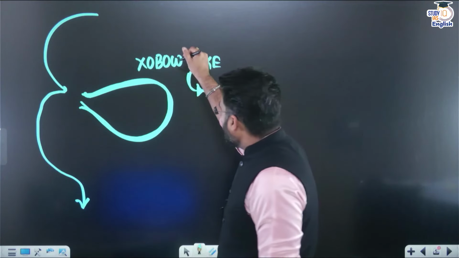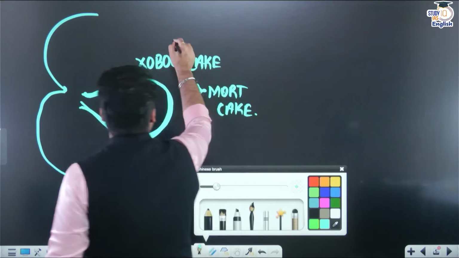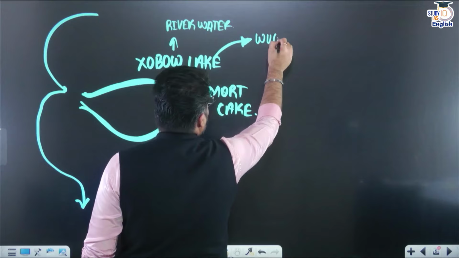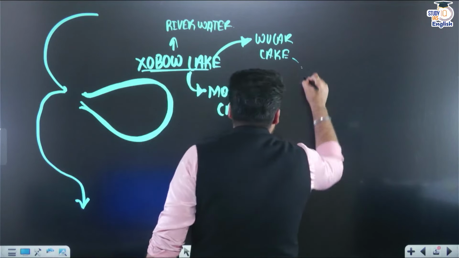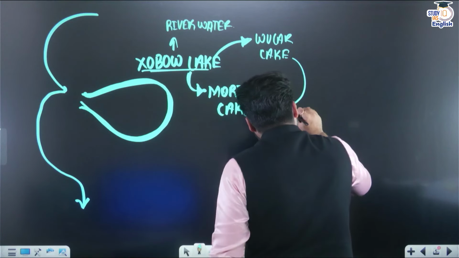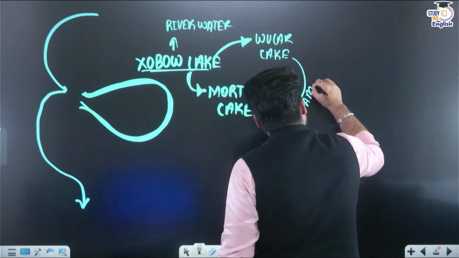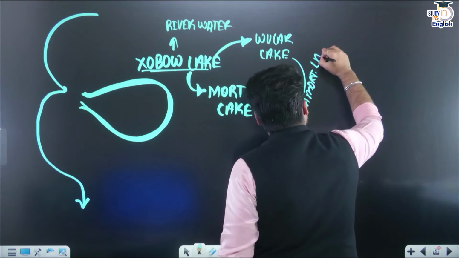Why? Because the major source of water of an Oxbow Lake is actually river water from Jhelum. Make sure that Wular Lake is actually an Oxbow Lake, but Wular is not a Mort Lake. Why? Because some portion of Wular Lake is still connected with the Jhelum River.